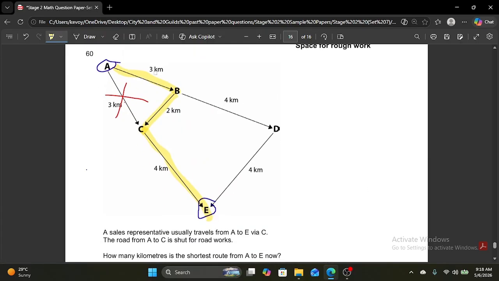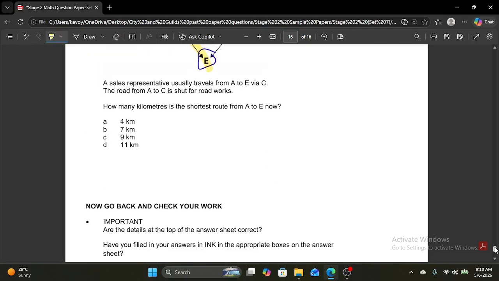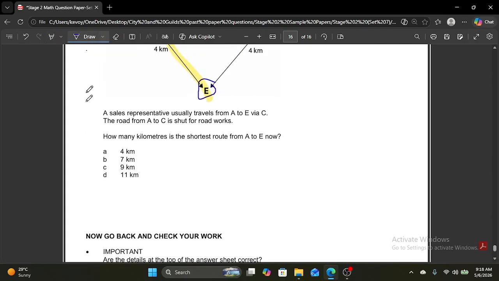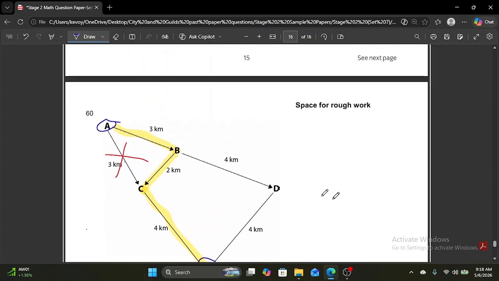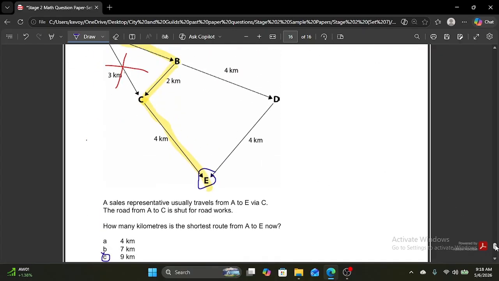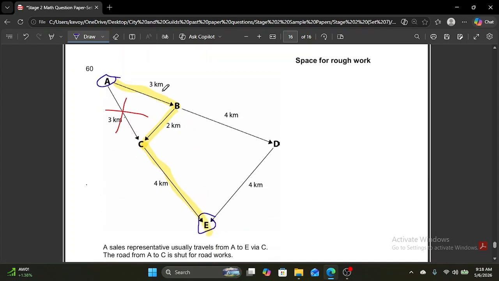So 3 kilometers plus 2 kilometers, that's 5. 5 plus 4 kilometers is 9. So the answer is 9 kilometers. Alright, and we're finished. This road is blocked, so this will be the shortest distance. Persons wondering why I didn't use the other road, it will give us a larger number. Alright, so that is it.